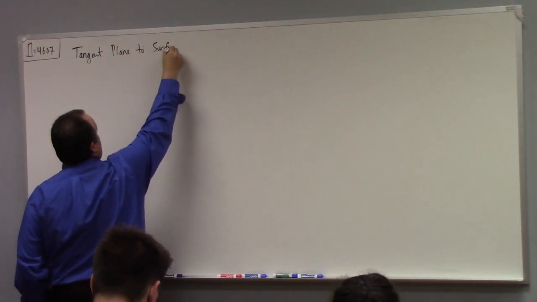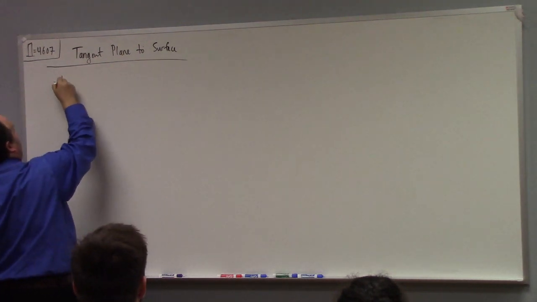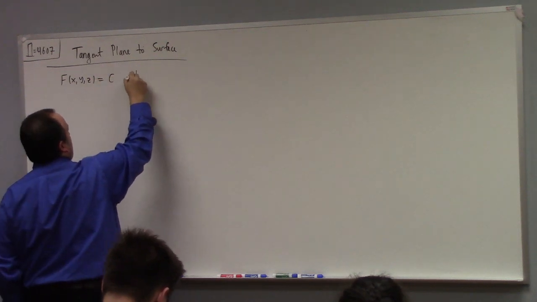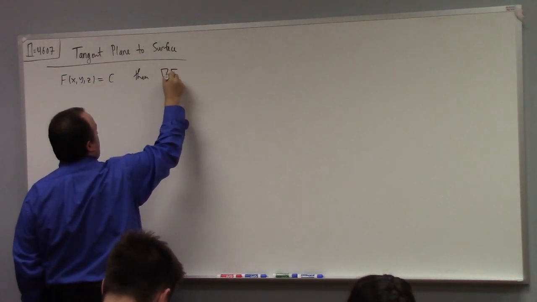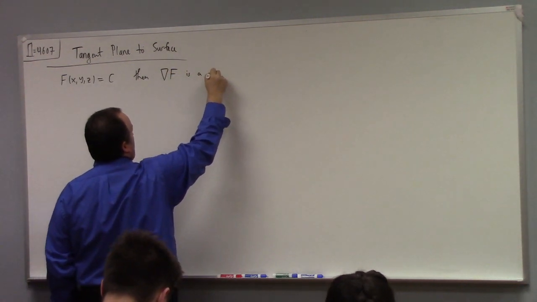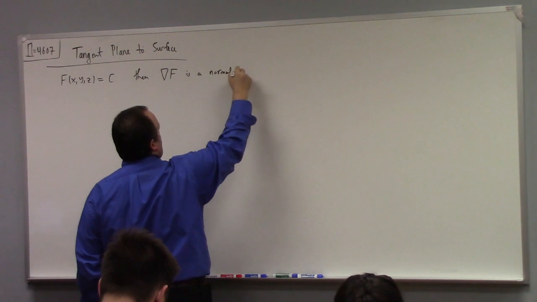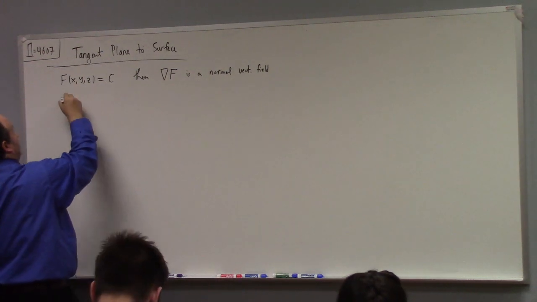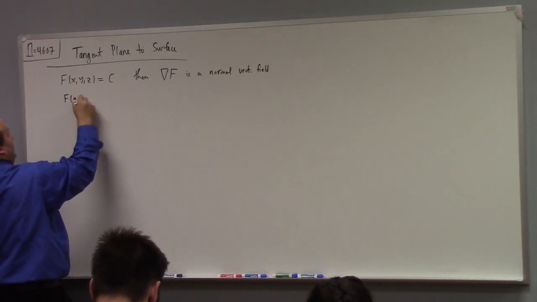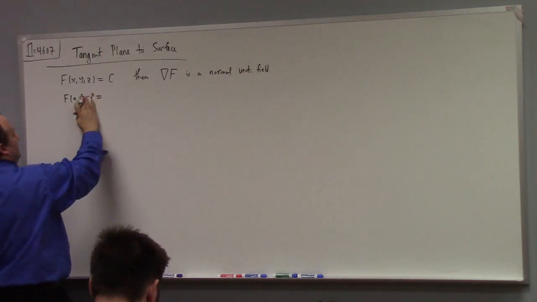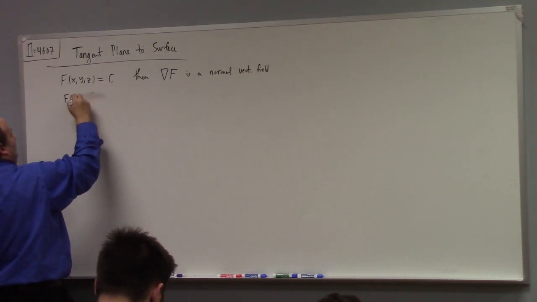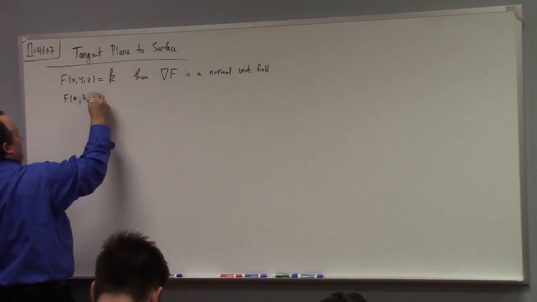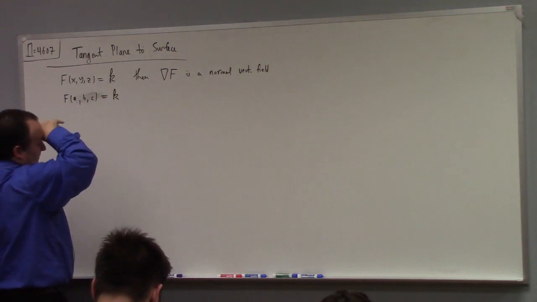And so just to review briefly, what we learned is that if you have f of x, y, z equals some constant, then the gradient of f is a normal vector field. And in particular, if you have f of a, b, c equals, ooh, that's a bad choice of letters. Let me make this a k instead, there we go. So if you have f of a, b, c, you plug it in, you get the constant that defines your surface.